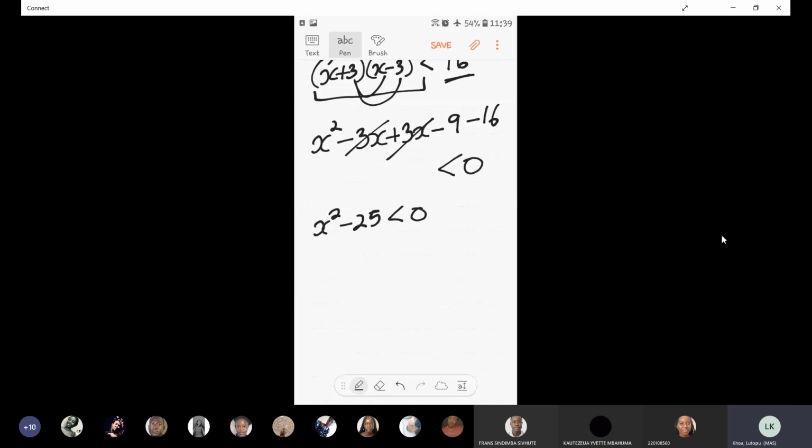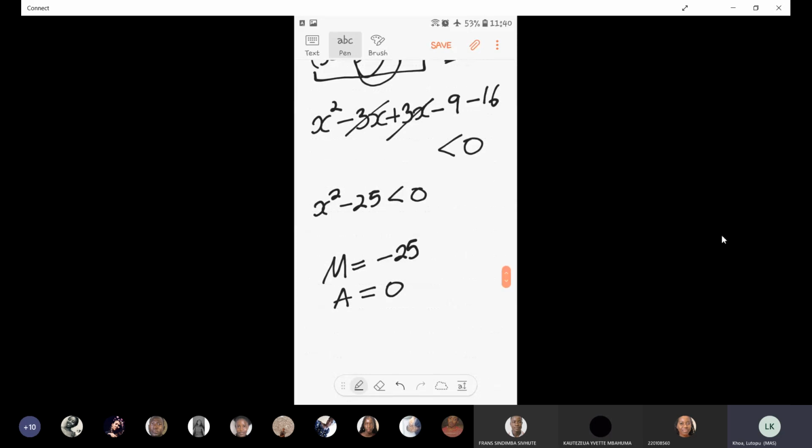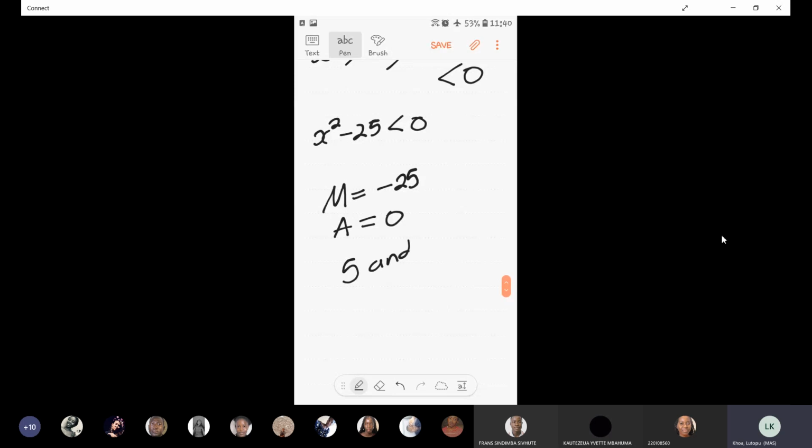Now this one, you will have to factorize it. You can use the difference of squares or factorize it the way we normally do, that you look for two numbers that when you multiply them, the answer is negative 25, and when you add them, the answer is 0, because you can see in the middle over there, the coefficient of x is 0. So those two numbers are 5 and negative 5.